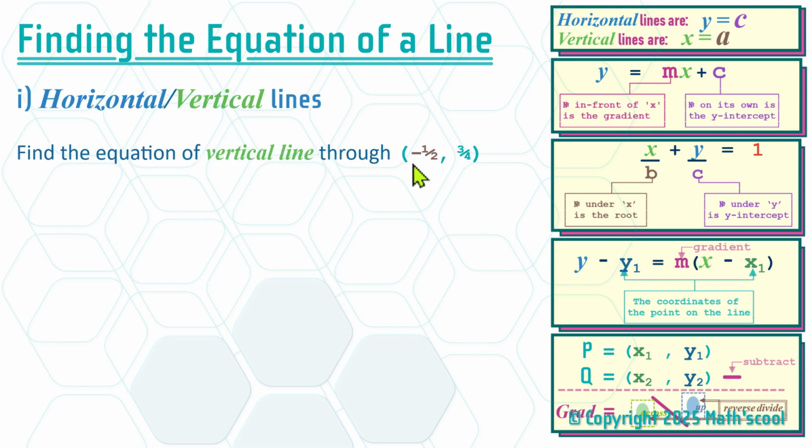We've got a vertical line through minus a half, comma 3/4. And so vertical lines are always of the form x equals a. So the x coordinate is always going to stay the same. And we can see that the x coordinate here is minus half. Other points on that line will have to have the same x coordinate. So the line is just x equals minus a half, is the equation of that vertical line.